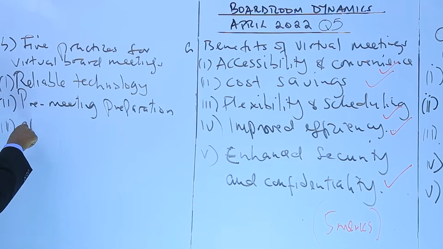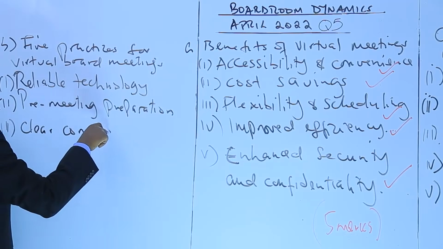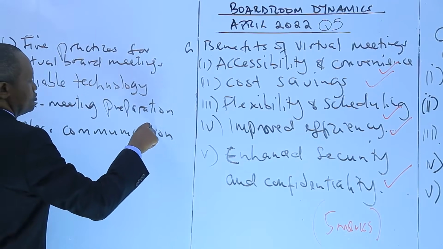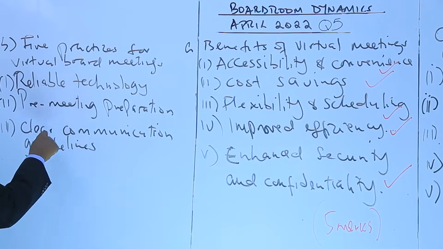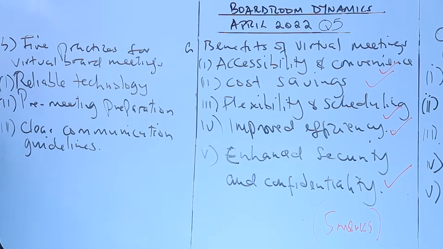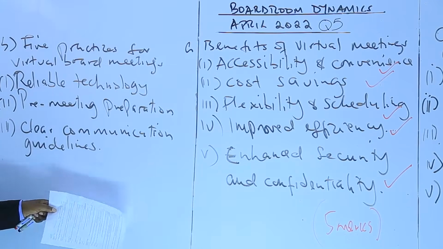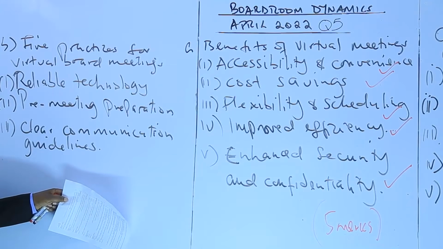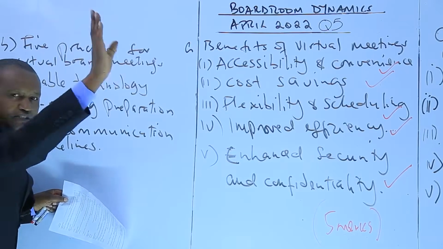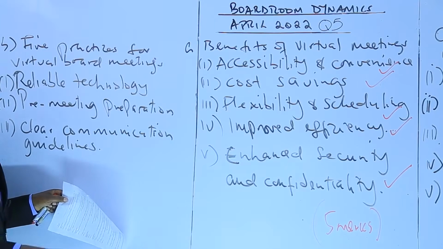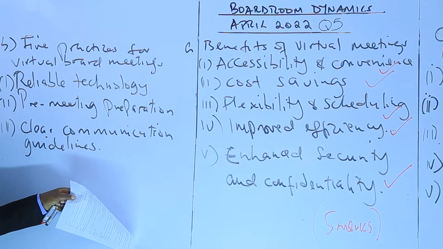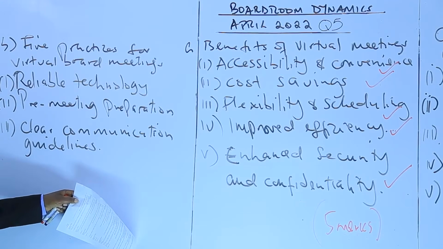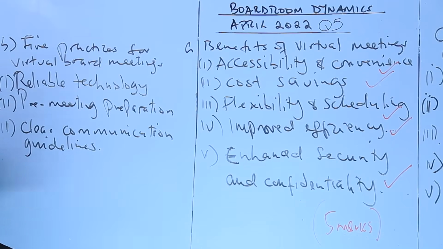Number 3, clear communication guidelines. The management should establish clear communication protocols for virtual meetings, such as raising of hands to speak, that is a communication protocol, or using the chat functions for questions, and even muting microphones when not speaking. That is one of the best practices for virtual board meetings.